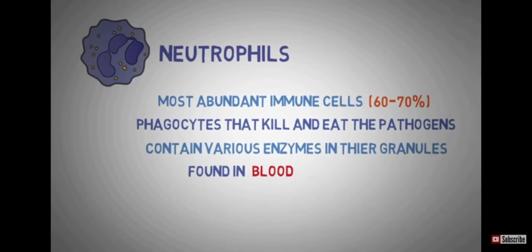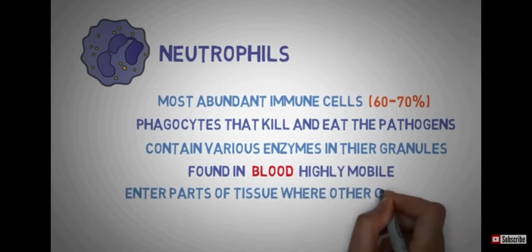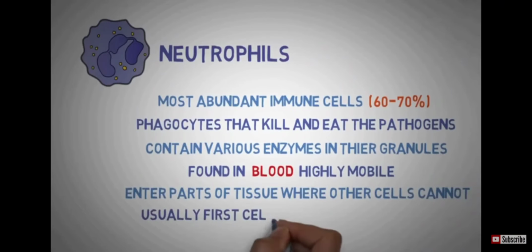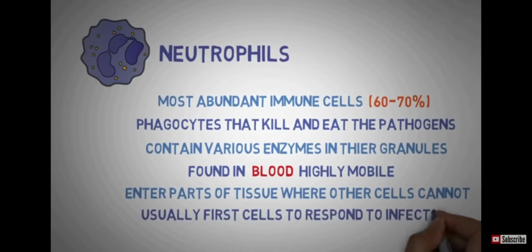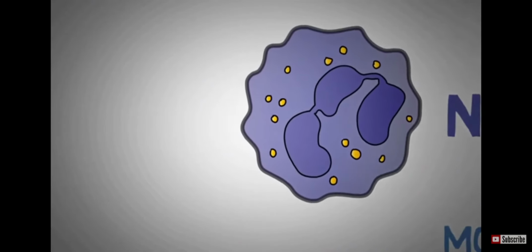They are normally found in the bloodstream and are short-lived and highly mobile, as they can enter parts of tissue where other cells or molecules cannot. Neutrophils are usually the first cells to respond to any infection or inflammation. This is due to their heightened ability to sense what's going on in the body by detecting special chemical signals released by pathogens and by our own body cells that tell them what's going on in the body.